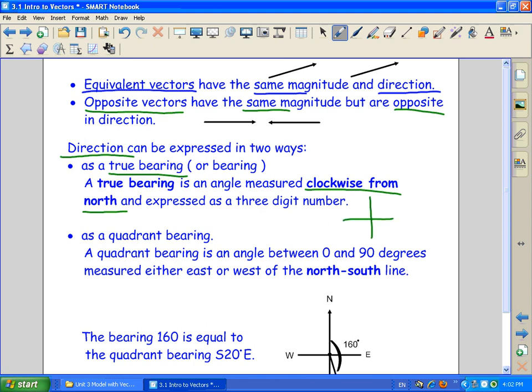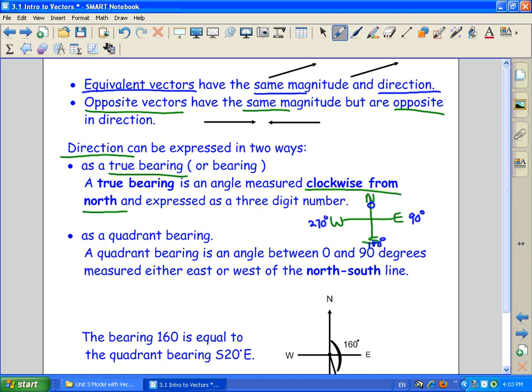So for example, if we have north, east, south, and west, if you're looking for degrees, north starts at 0 degrees, east has 90 degrees, south has 180 degrees, and west has 270 degrees.